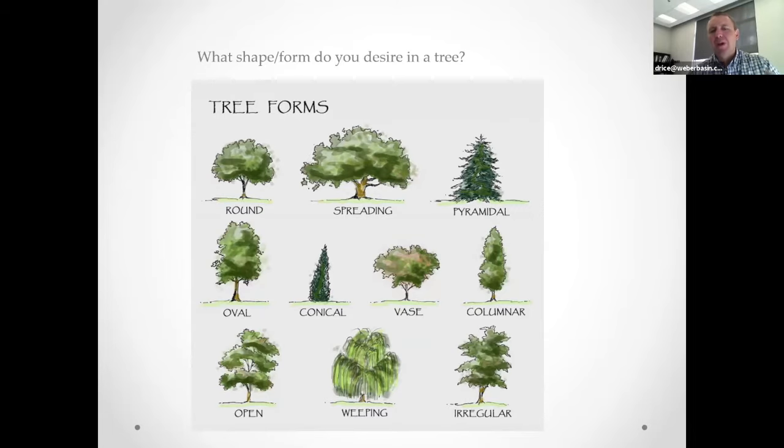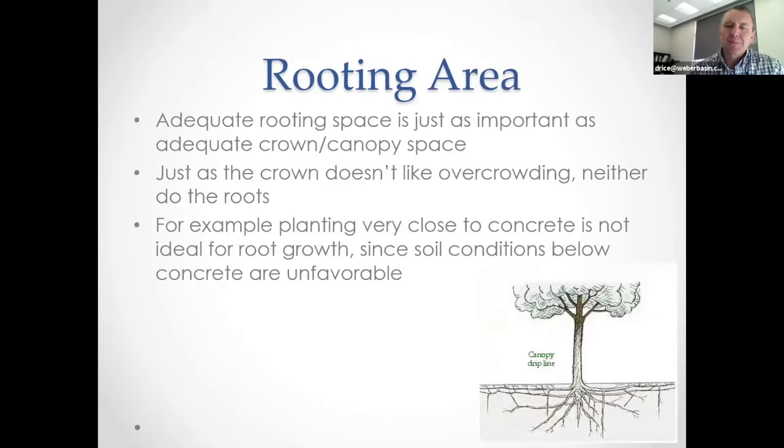I like a little more upright, oval. Most evergreens, not all, but your typical evergreen is a pyramidal shape. So if that's the kind of structure you're looking for in a landscape to maybe accent something. If you need a big shade tree, and you're going to want to hang a swing from it, you probably want something more spreading. Anyway, this will give you a little bit of a guide of how those tree shapes look.